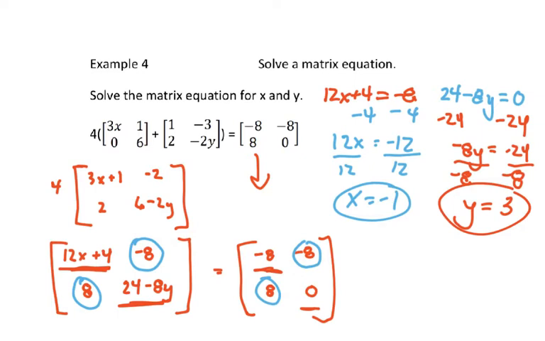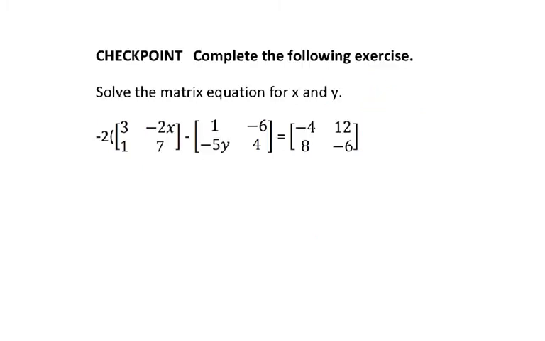Again, the goal was simplify, simplify, simplify. And then once we had everything simplified, set up our equations, where we knew 12x plus 4 had to equal negative 8. 24 minus 8y had to equal 0. One more. I would love for you to try it first. I would love for you to pause it and try it. And if you get stuck, play again. I'm going to work it out here in about 10 seconds. So if you want to pause, that would be great.